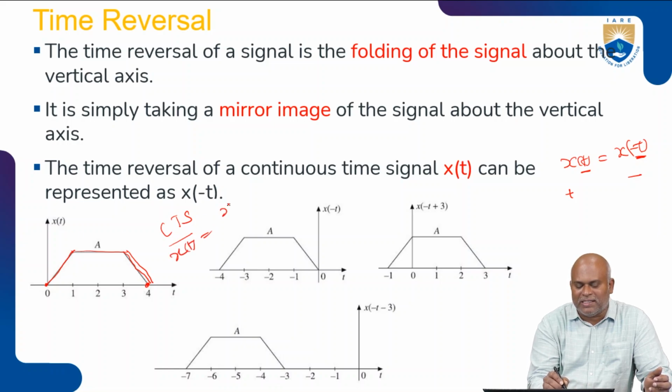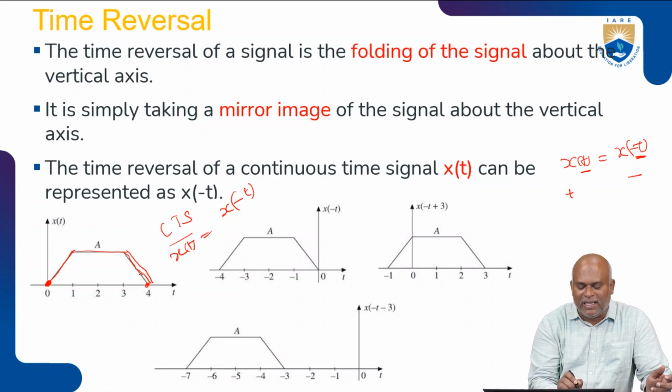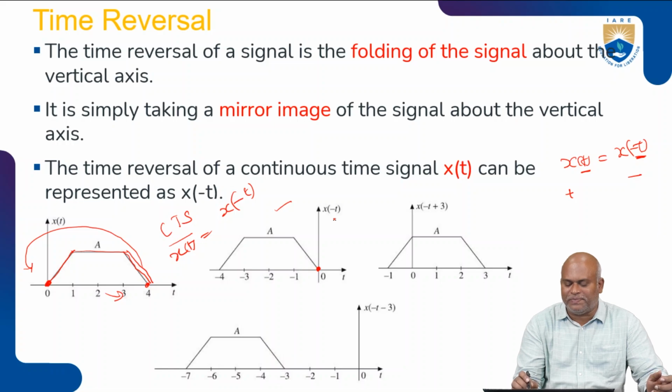What is the meaning of x of minus t? In x of minus t, 0 is going to be present at the 0th position only. This entire thing is going to shift to the negative direction, the positive direction of your x of t into the negative direction. See, this is the resultant image. So 0 is going to have the 0. The values will be shifted based on the time period, from the right to the left side. This is represented as x of minus t.